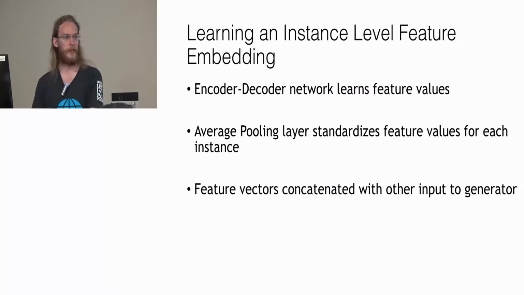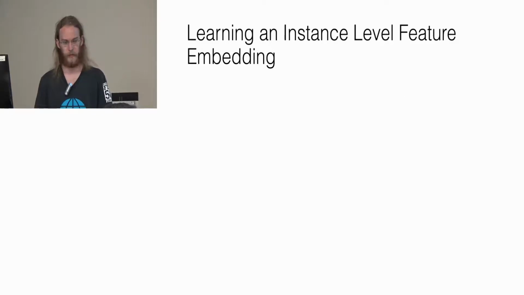Because, well, first we're going to have a quick summary of what I talked about. The encoder-decoder network learns feature values. Those are averaged instance-wise to obtain standardized feature values for a given object. And those are concatenated with the input to the generator and discriminator. So if you assign the same code to the same class, then you can cluster those very easily, right? Yep, that will be easier than when the features may vary a little bit. So anyway, we can come back to that.